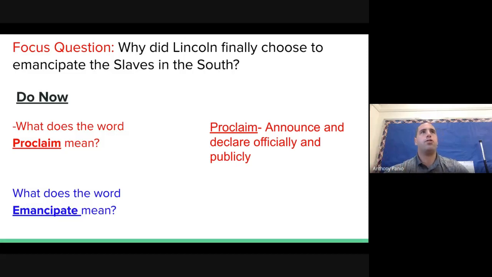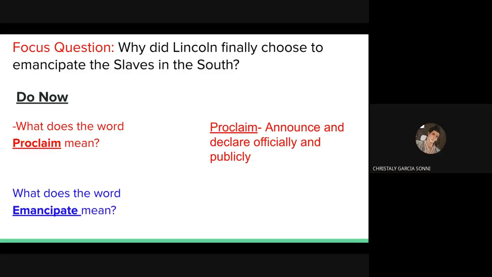So a lot of times in history, you have these things called proclamations. And proclamations are basically something where usually an important person like a president is going to make a large announcement and let someone know that something has changed or something has been officially declared. Okay, so that's proclaim. Does anyone know? You can write in the chat if you're able to figure it out or already knew what it meant. Does anyone know what it means to emancipate something?